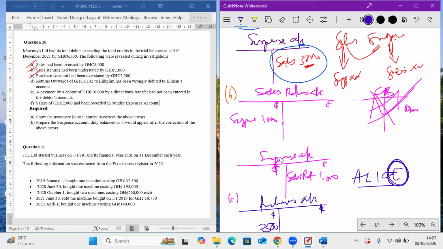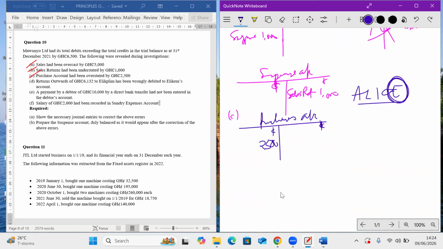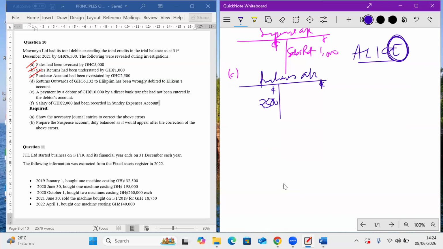Okay, let's continue. Step 5. If error affects the trial balance, use suspense account to correct it. So we've seen that this affects. So what do we do? We will bring our suspense account here.